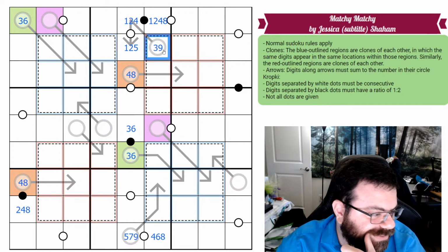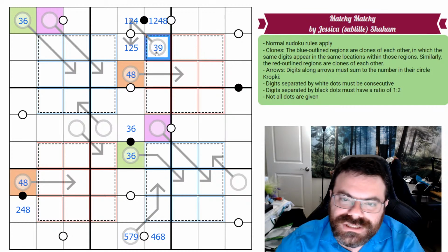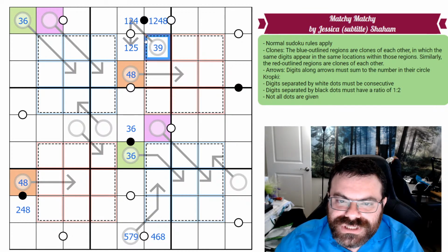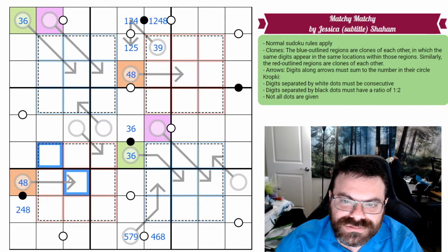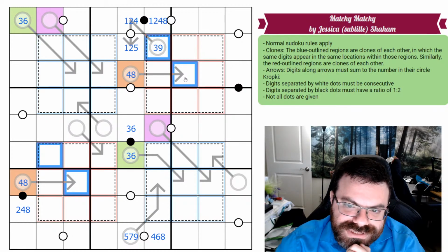The 4, 8 in box 2 is always 8. I'm trying to... So if this is 3, remember this isn't a killer cage, you can repeat. I think these can repeat, right? I don't see any reason they can't.